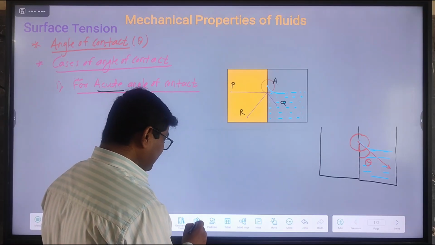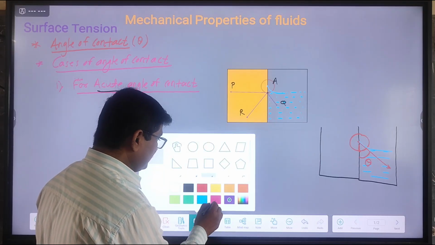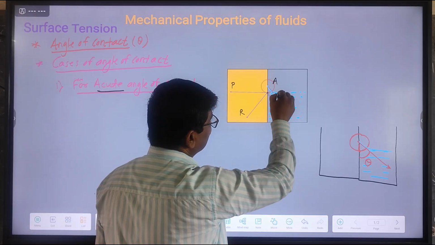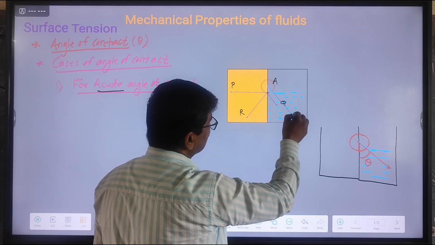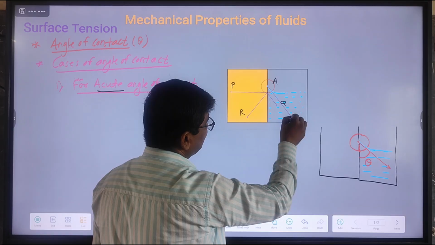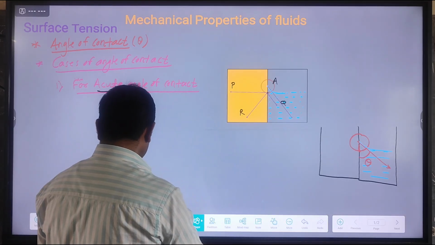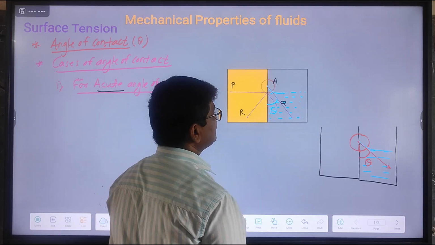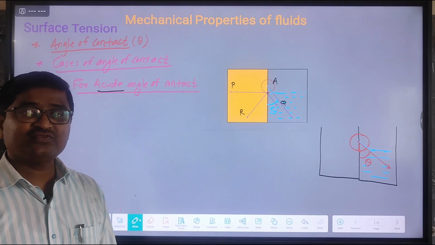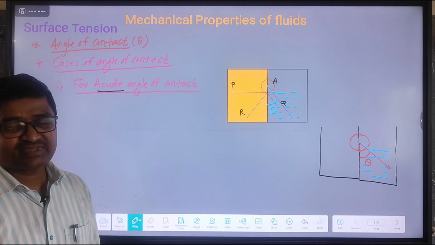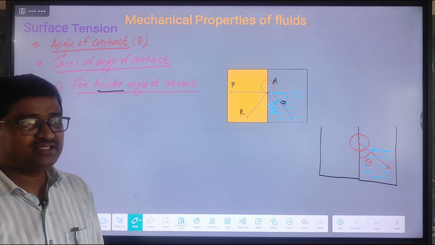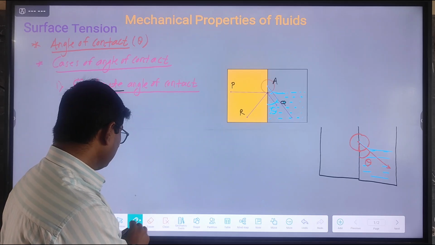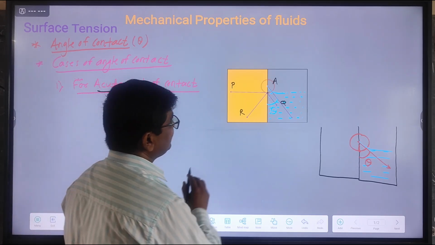And if the point of contact is concave, then we try to draw the tangent at the point of contact, let's see. So we draw the tangent at the point of contact. After that we measure the angle theta within the liquid, and this angle theta is called the angle of contact. Get it clear? Okay, so this is our first case, the acute angle of contact. For the acute angle of contact, we have drawn the diagram correctly.